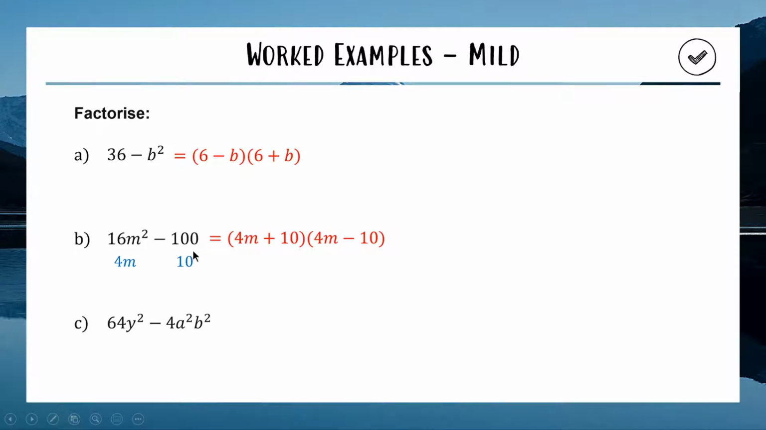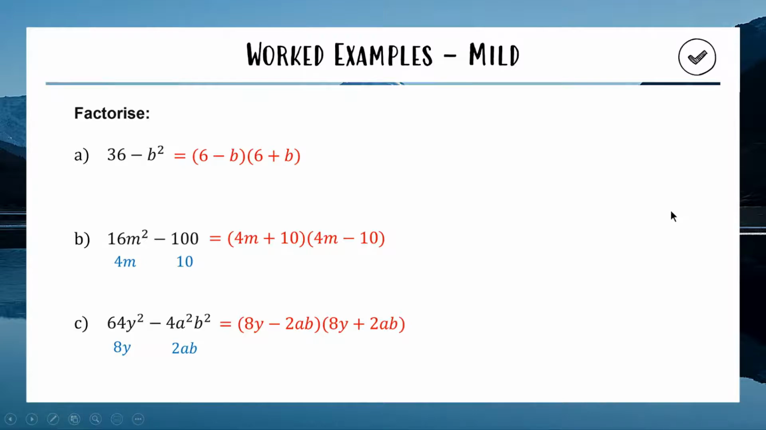Okay, last one's a little bit scarier, but it's the same process. We're going to take the square root of 64y squared, which is going to be 8y. We're going to square root 4a squared b squared, which is going to give us 2ab. So we have a difference of two squares. So we factorize it as the square roots, plus and minus, and voila, what do you know? Quick, easy, beautiful mathematics. What a treat for you guys.